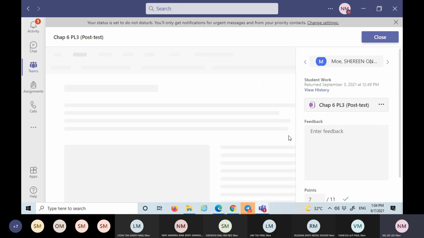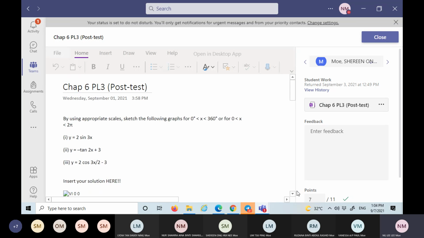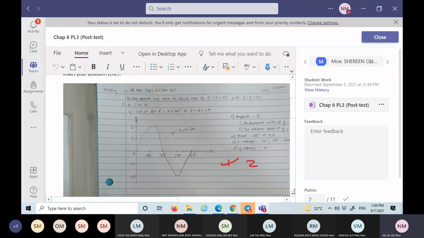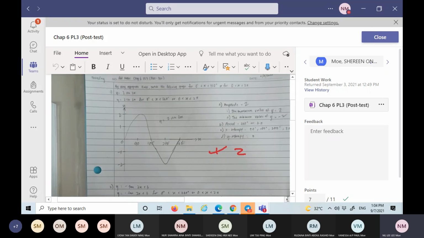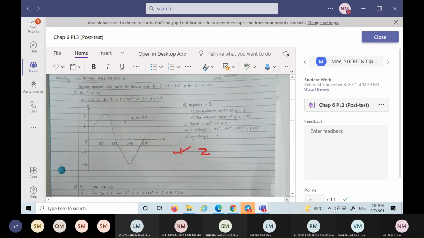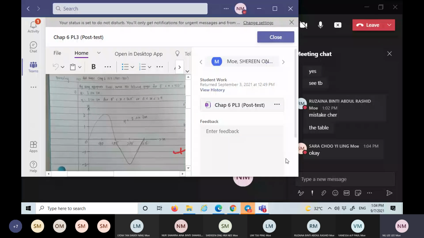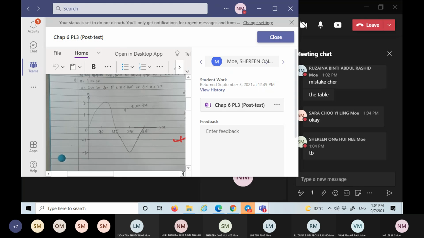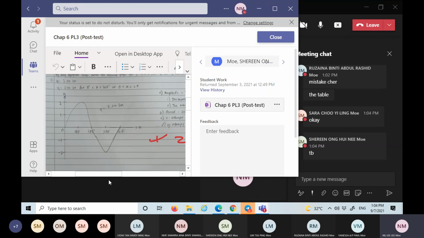Yes, Shalina. Charlene, what method are you using? Is it also textbook or your tuition? Textbook, okay. Textbook, but you cannot get full marks there. So can you please try to use the table methods?